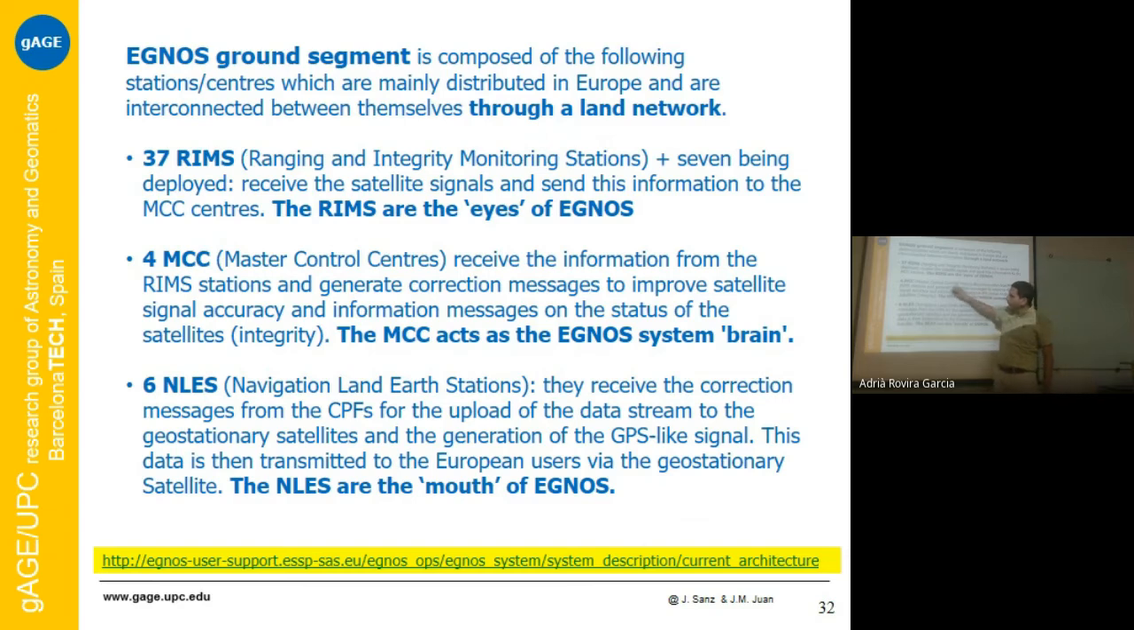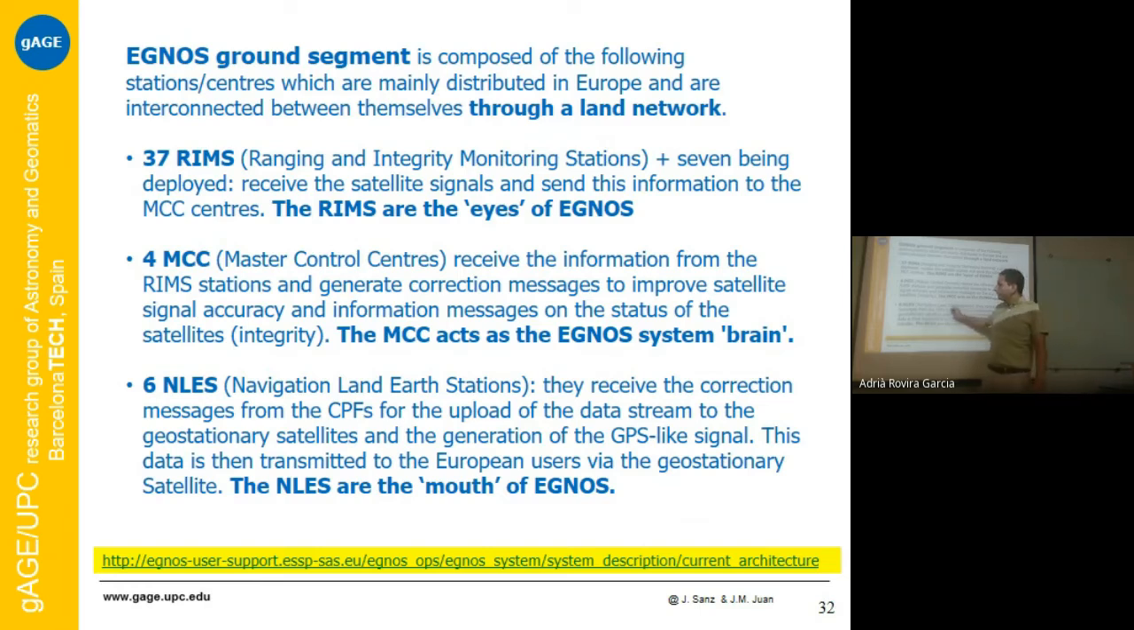Then we have different master control centers. These are the brain of EGNOS. The brain of the SBAS is the one that is checking the data, making the calculations, and assuring the integrity. So this is the brain, where the actual processing is taking place.